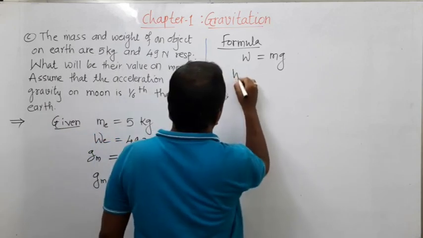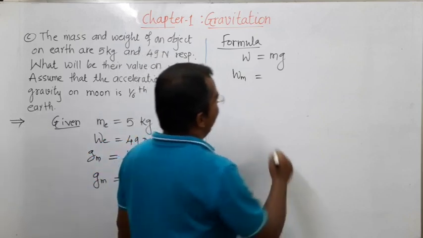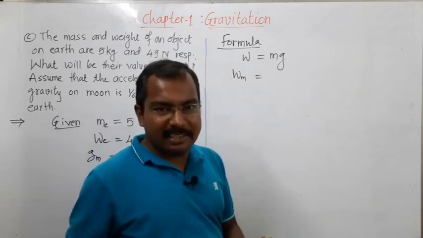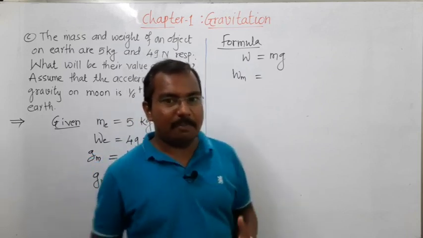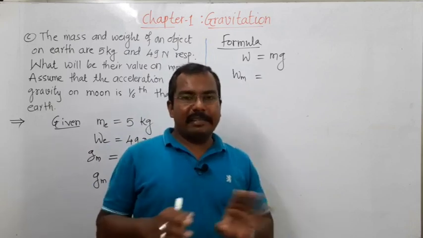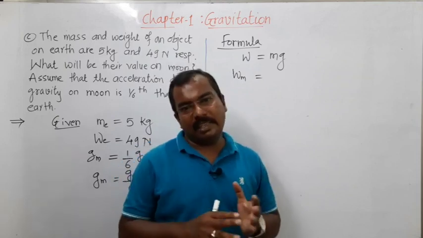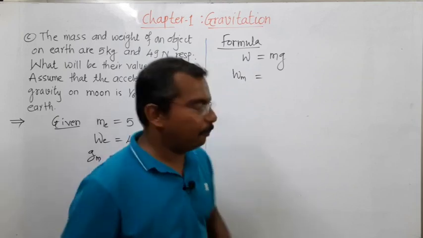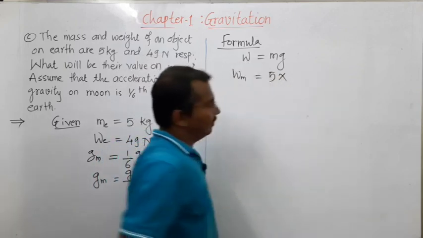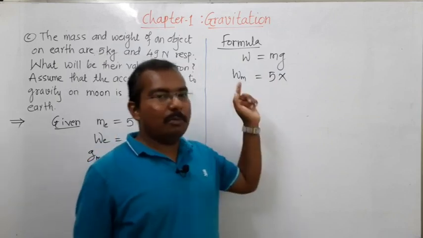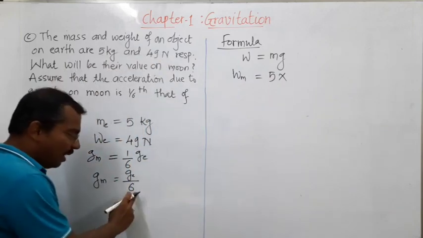Weight on moon, W_M, use the subscript M for moon, and M is given, so mass never changes. You can put one line in your problem if necessary, it makes a very good impression. Mass of an object never changes. It will remain as it is, though the object changes place or planet. So M will be as it is, 5 into G. We have to calculate it on the moon, so this will be g_M, and g_M is equal to g_E upon 6.